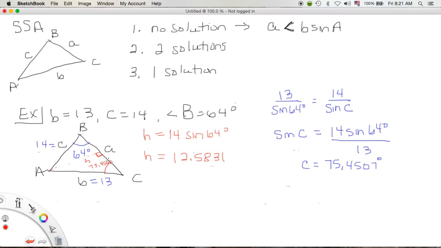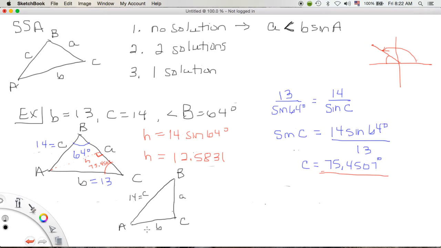But we could have another case. It could be that this is just our reference angle. Because remember, when we take the sine, if we have an angle over here, we're using this reference angle to get the sine, even though we're talking about this angle here. We could have a second scenario where we have something more like this, where this one's the 14 and this one's the 13 and this is 64 degrees, and we could have this angle instead.